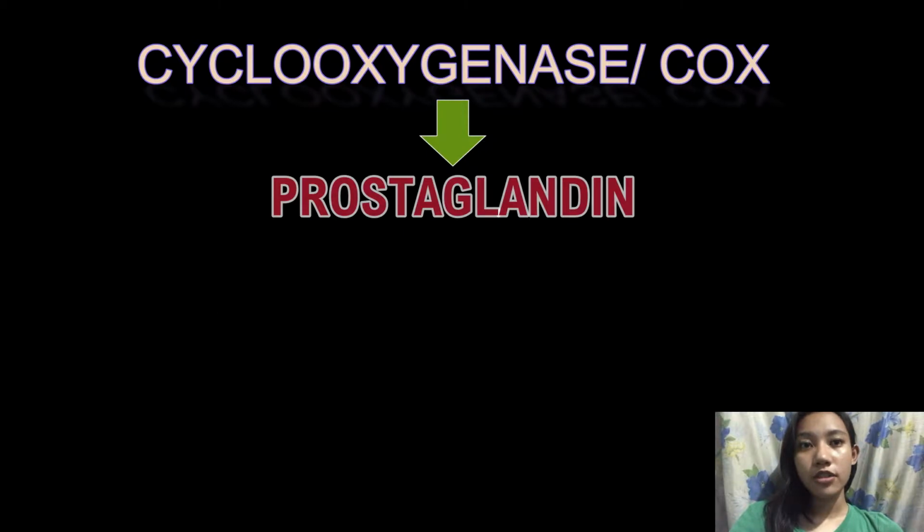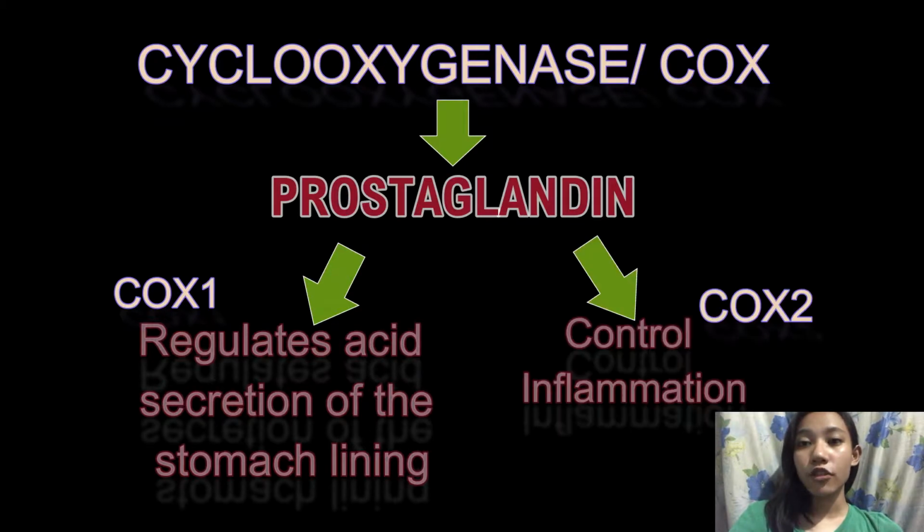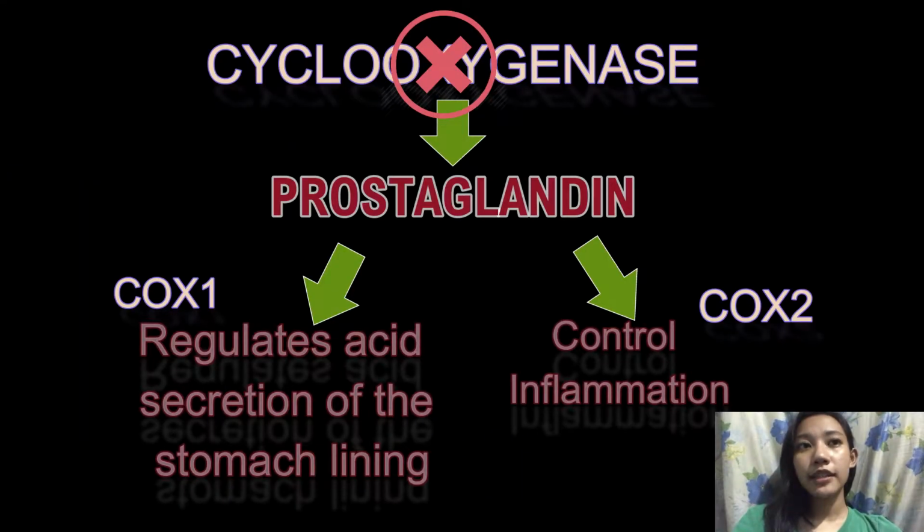In our body, we have what we call cyclooxygenase or COX. It produces prostaglandins, which regulate acid secretion of the stomach lining, also called the COX-1, and are also responsible for controlling inflammation, or the COX-2. So, how does Naproxen work? Naproxen works by inhibiting the COX-1 and the COX-2.